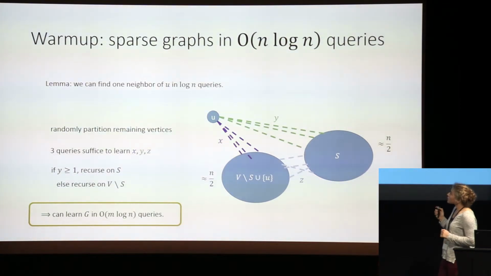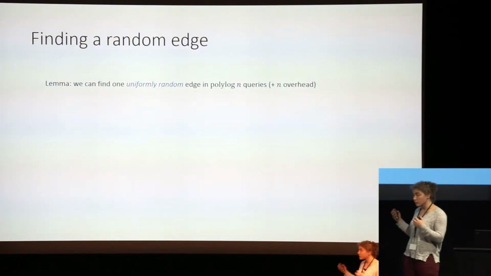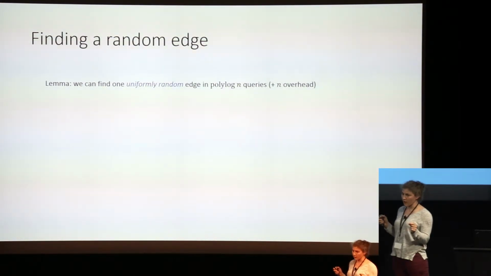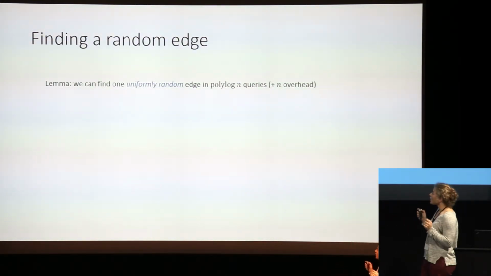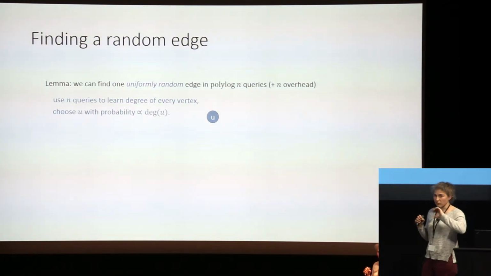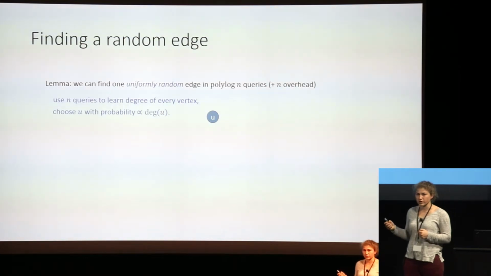Okay, so that's sort of our basic building block. It doesn't take very much to realize that you can bootstrap the previous routine to find a uniformly random edge in the graph. So what do we do? First, we'll take a hit of n queries initially, and we'll compute the degree of every vertex. Then we'll choose our special vertex u with probability proportional to its degree.